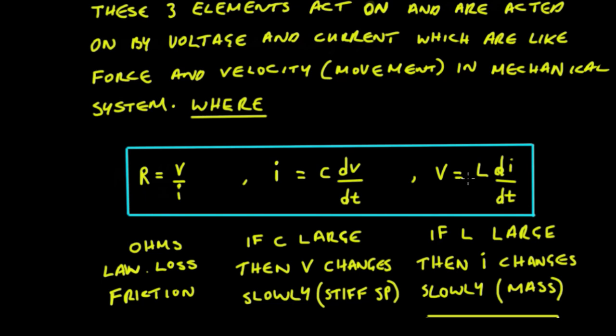If L is very small, then it would mean that V upon L would be very large. So it means that current would change quickly with respect to time. So it means that it'd be a low inertial system or a low mass system. So these are direct analogies within the mechanical systems.